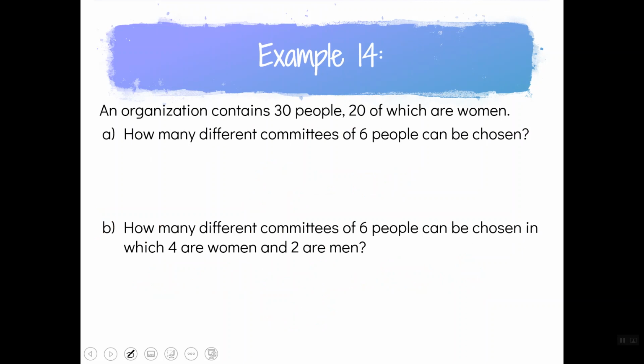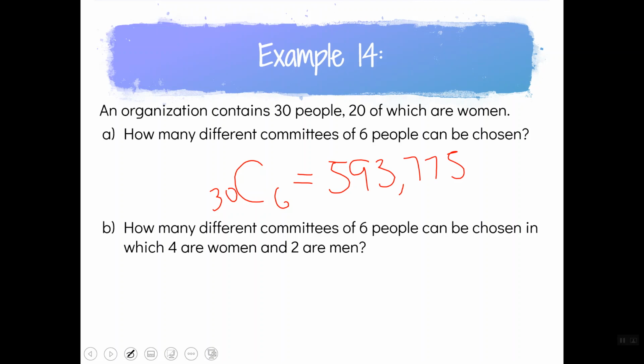Example 14. An organization contains 30 people, 20 of which are women. How many different committees of 6 people can be chosen? So, out of the 30, we're picking 6. The order doesn't matter, we're just picking 6. So we get 593,775.